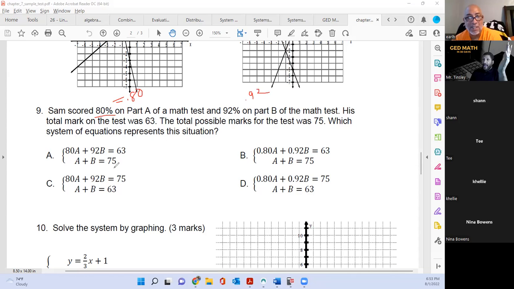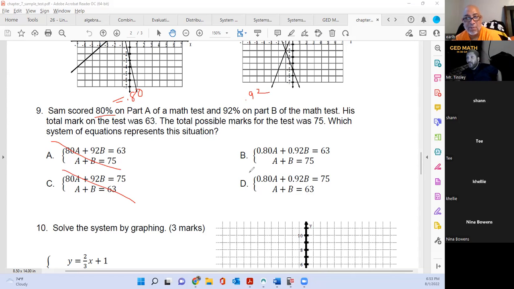So right away, A and C can't be it, because you're not multiplying by 80 or 92, you're multiplying by 80% and 92%, which is 0.8 and 0.92. So right away, A and C are out of the way. Even if I don't know how to do this problem, you should know 80% and 92% as decimals is 0.8 and 0.92, so we can get rid of A and C.